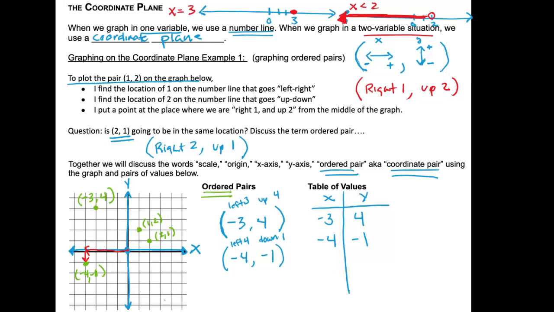And then I know I mentioned it, but just to be clear, the origin is right here. So this is the origin. That is the point 0, 0. So 0, 0 just tells us to start there and don't go anywhere. And so that would land you right where the origin is. And I could even put that in my table, 0, 0.